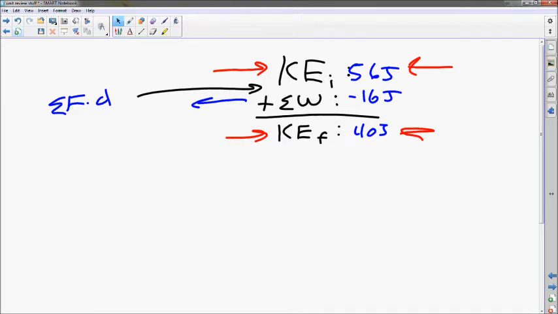So all these energy questions, these changing energy questions, can be done by thinking about this Sloan table and thinking about the changes in kinetic energy and how they affect an object's motion.